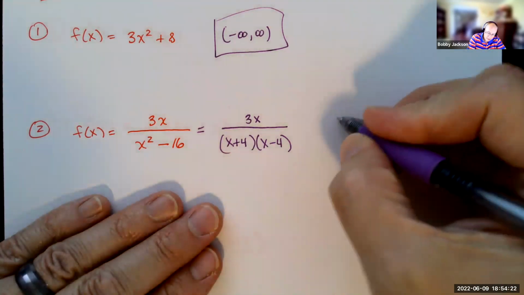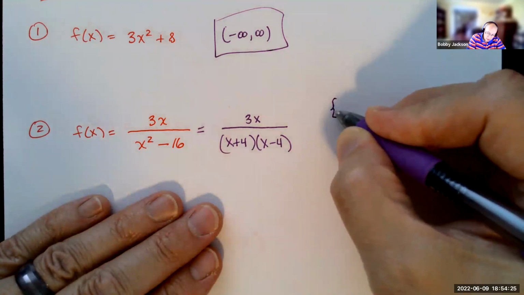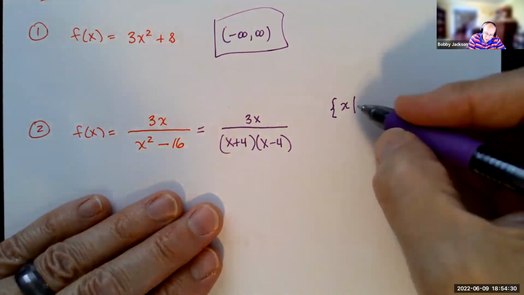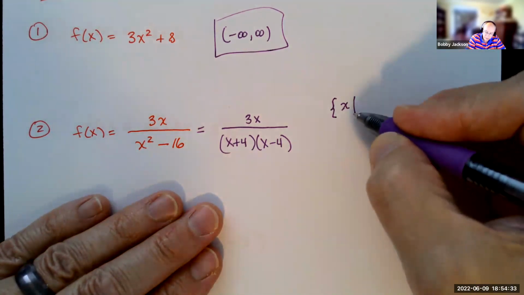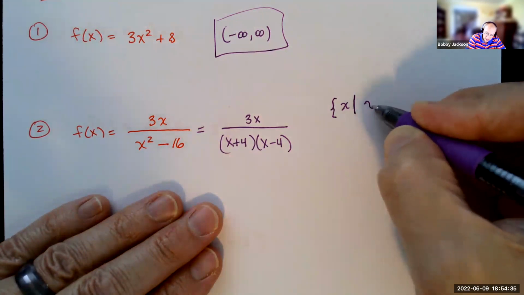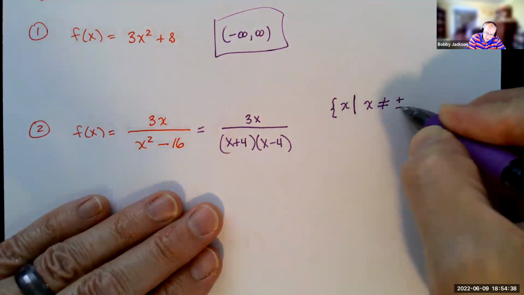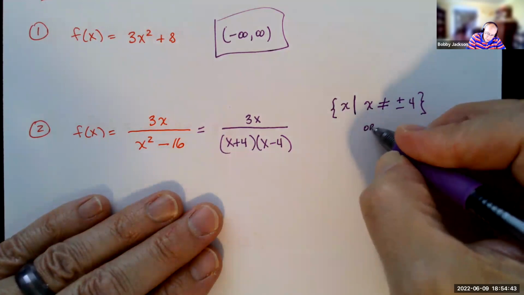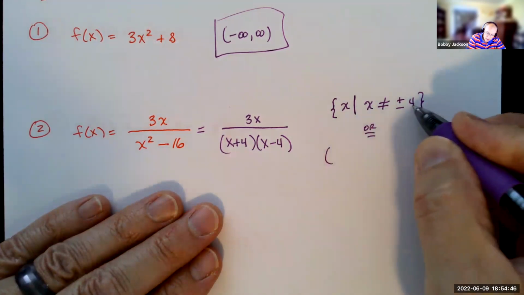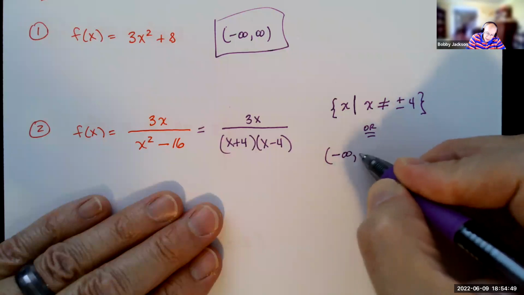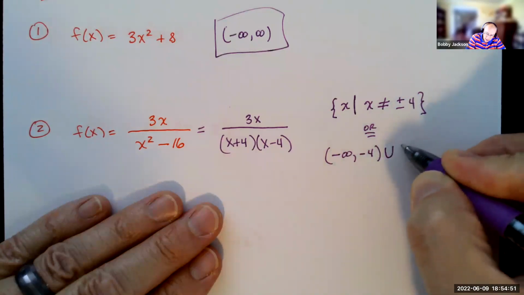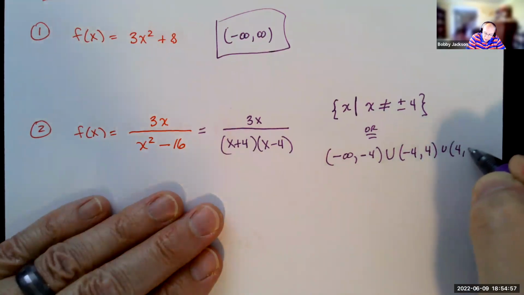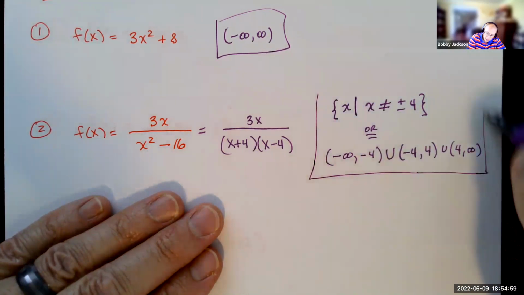So how could we write the domain? You can do it in set builder notation. Curly braces denote the set. It's the set of all values x, a vertical bar, this vertical bar means such that, or given. And then after it, what's the condition? Such that x is not equal to either positive or negative 4. So that's one way you can write the domain. If you use interval notation, excluding negative 4 and positive 4 would be everything less than negative 4, and then everything from negative 4 to 4, and then everything from 4 to infinity. So there's the domain of this function.